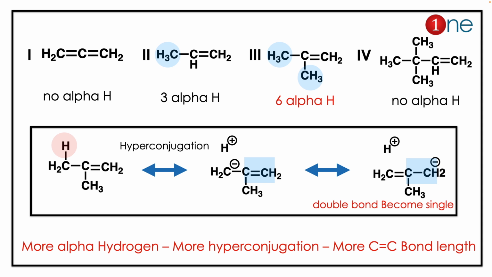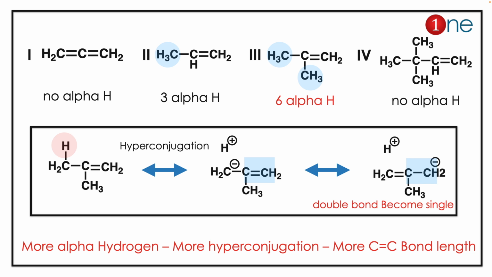Because hyperconjugation is no bond resonance, it removes the proton partially, and you have a negative charge which is resonating inside the double bond. So what really happened? The double bond becomes a single bond during that resonance. Here I highlighted, the double bond gets single bond character, so bond length is higher. So the more the alpha hydrogens, the more will be the bond length.